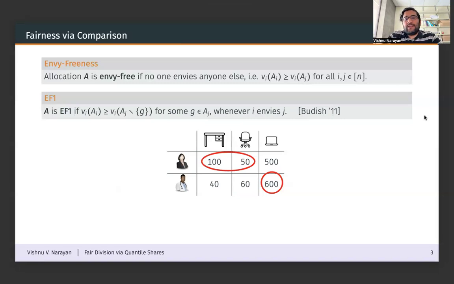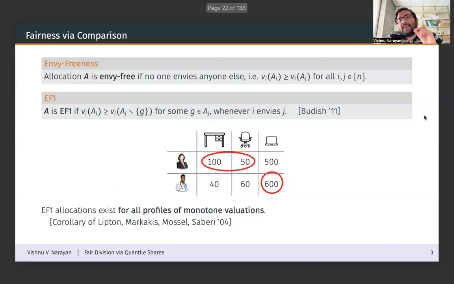For example, this allocation is EF1. So even though Alice has a high value of 500 for Bob's laptop and 150 for Alice's own table and chair, if Bob were to hide the laptop, Alice no longer envies Bob. So the envy from Alice towards Bob is bounded by the one item, the laptop. So this allocation is EF1. And this is not an accident. It turns out that EF1 allocations exist for all profiles of monotone valuations.